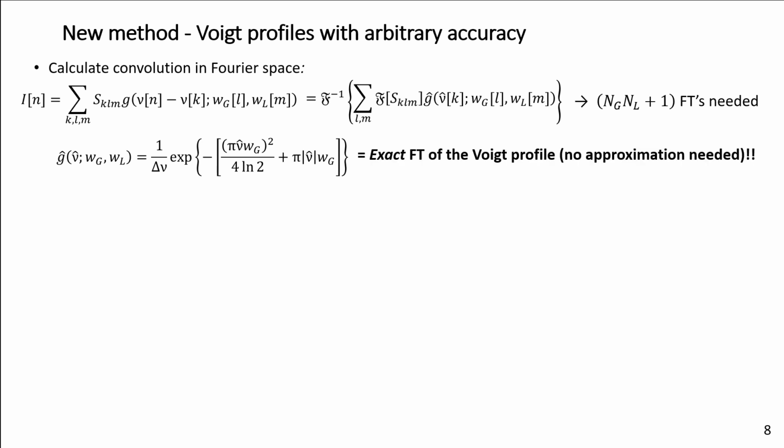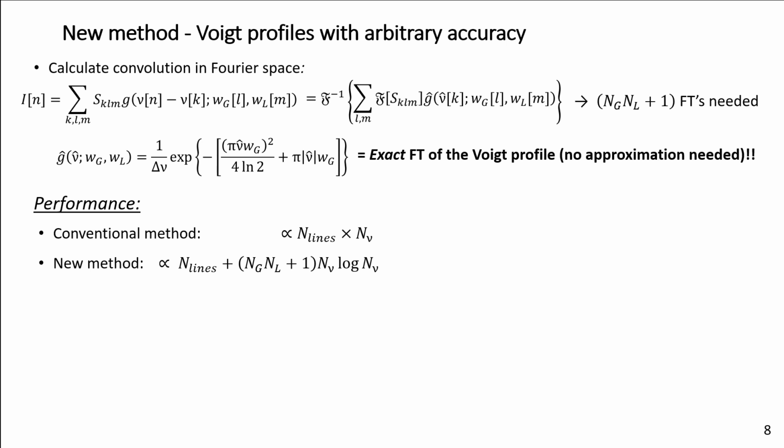One major benefit of defining the Voigt function in Fourier space is that we can use an exact function and thus do not have to rely on an approximation to the Voigt profile. The application of the Fourier transform in this way has implications for both the performance and the accuracy. Recall that the computation time of the conventional method scales with the number of lines times the number of spectral points. The new method scales with the number of lines plus (NG × NL + 1) times n log n. This means that the new method can be bottlenecked by either the population of the line shape distribution function or by the convolution step.